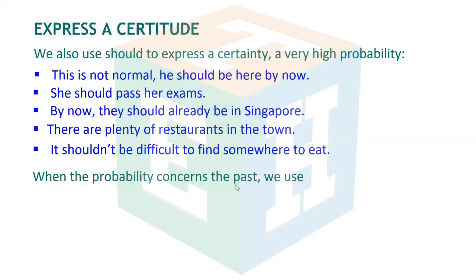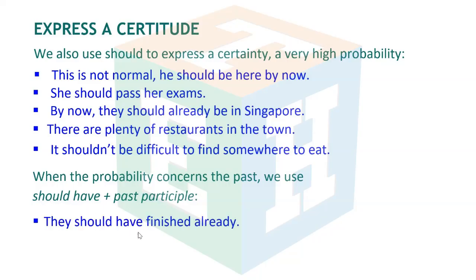When the probability concerns the past, we use should have plus past participle. They should have finished already. He should have eaten by now.